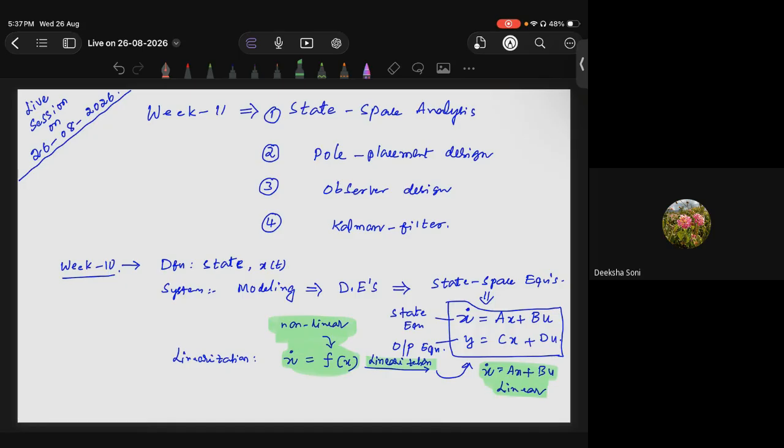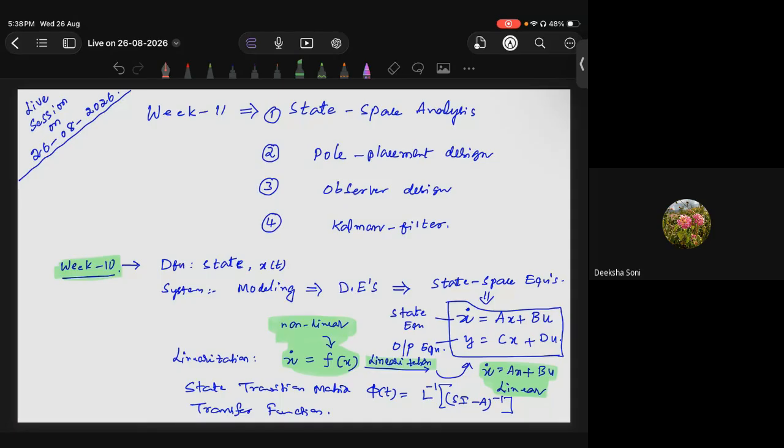Then we have also seen the state transition matrix. You might have seen something like phi of t, which is equivalent to L inverse of (sI minus A) whole inverse. Then you might have seen the transfer function also. These are the topics covered at the outset in week 10.